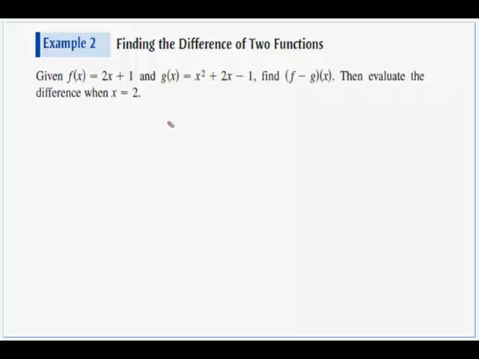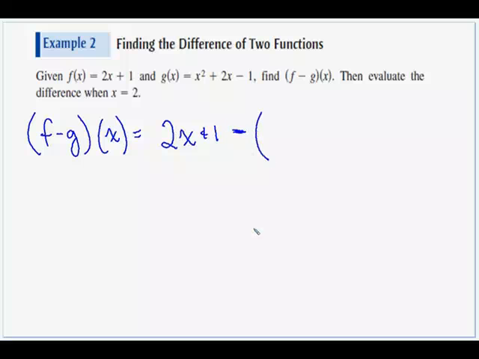So subtracting. Exact same two functions, but now we got to be a little more careful because we are subtracting. We want to find f minus g of x. So f of x goes first, 2x plus 1. And now we're going to subtract the g function. Here we do need the parentheses. We're subtracting g, which is x squared plus 2x minus 1.